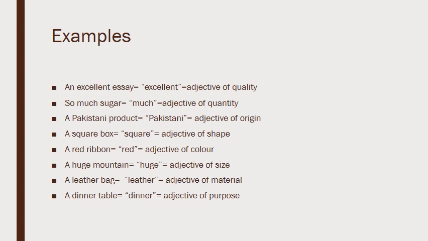A dinner table. In this phrase, dinner is an adjective, and it is used here as an adjective of purpose because it is describing the table, that is the noun, and dinner is serving as our descriptive word. It is telling us about the purpose of the table, so dinner is also an adjective of purpose here.